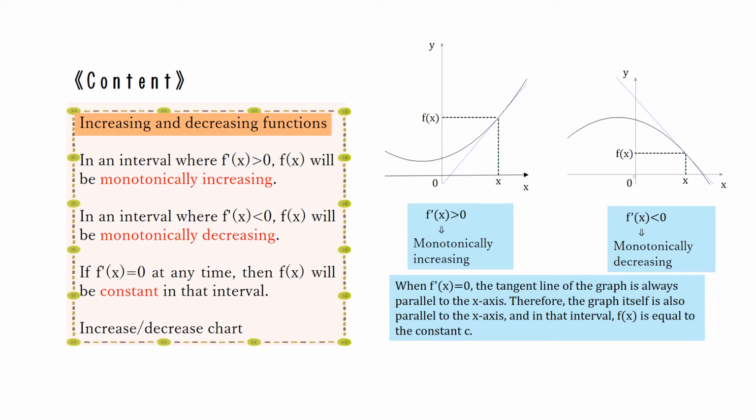In an interval where f prime of x is greater than 0, f of x will be monotonically increasing. In an interval where f prime of x is less than 0, f of x will be monotonically decreasing. If f prime of x is equal to 0 at any time, then f of x will be constant in that interval.